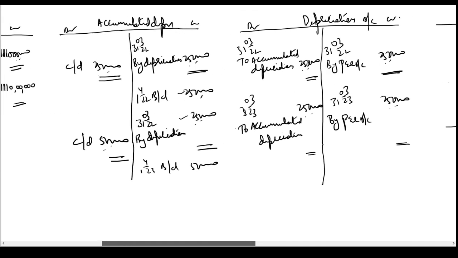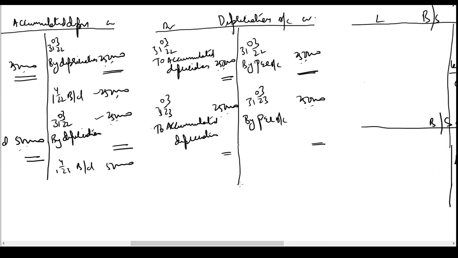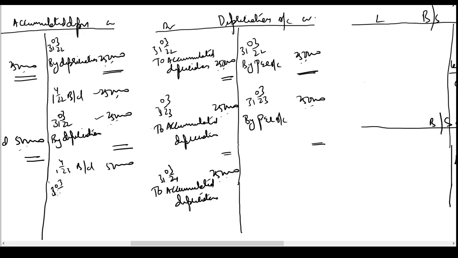Let us do for one more year now. Now on 31st March 24, that is the end of the third year, we have to provide depreciation for one more year. On 31st March 24, we'll pass the entry depreciation account debit to accumulated depreciation account. To accumulated depreciation 2,50,000. This amount is credited to the accumulated depreciation account. We'll write by depreciation 2,50,000.